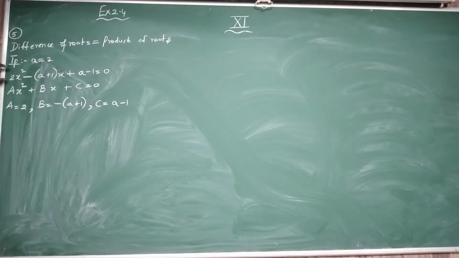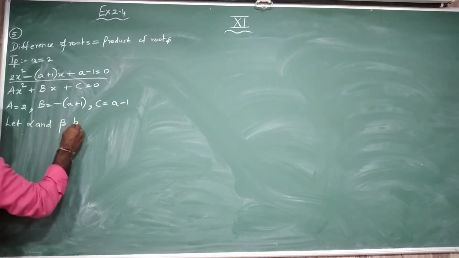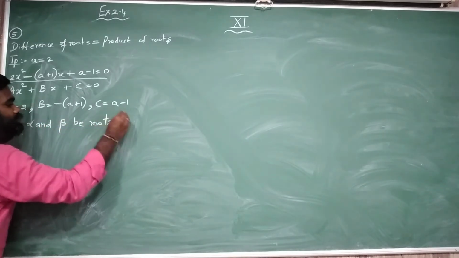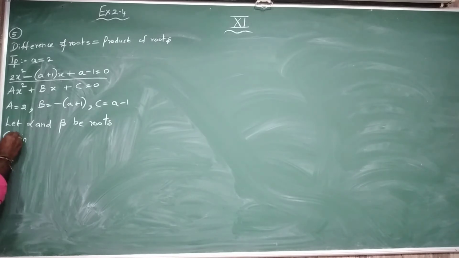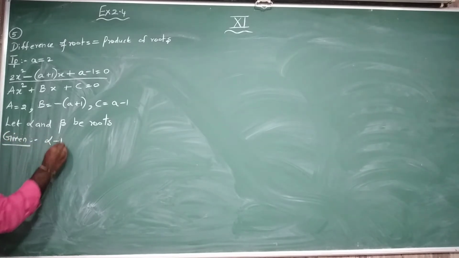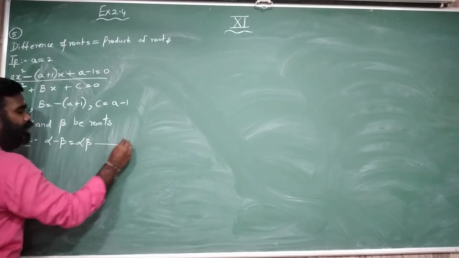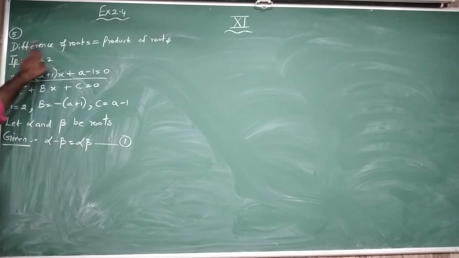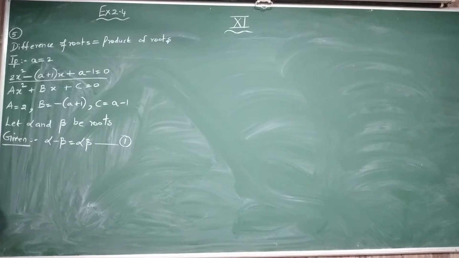So I am going to choose the roots of this equation. The roots of this equation are alpha and beta. Let alpha and beta be the roots. Therefore, if alpha and beta are the roots, what is given here? Given: the difference of the roots. The difference of the roots is alpha minus beta, which is equal to the product of the roots, alpha beta. Keep it as equation 1.